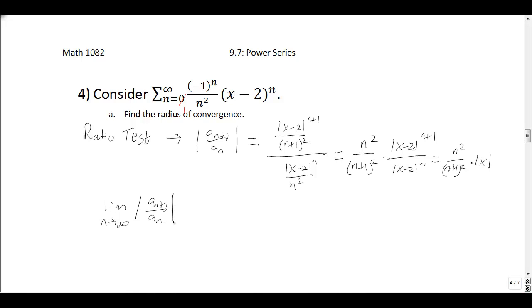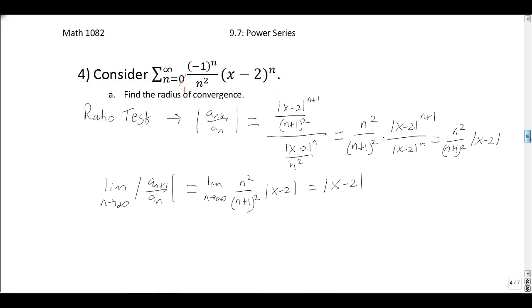The limit of the absolute value of the ratio of a_{n+1} to a_n is the limit as n goes to infinity of n squared over n plus 1 squared times absolute value x. So n squared over n plus 1 squared, again, rational functions, degree of top equals degree of bottom, divide the coefficients, they're both 1s, that gives me a 1. Oh, except it's not times absolute value x. I made a mistake back here. I wrote absolute value x, but this is actually absolute value x minus 2. So I get 1 times absolute value x minus 2.